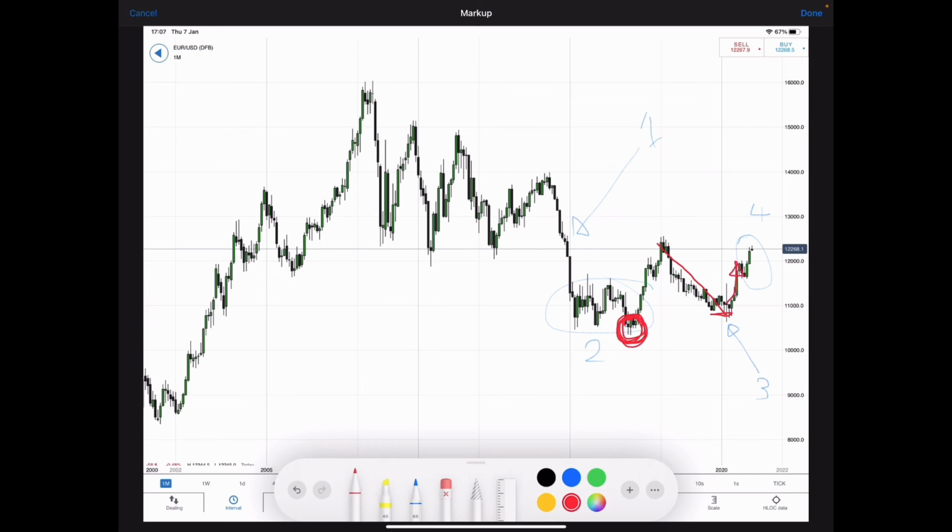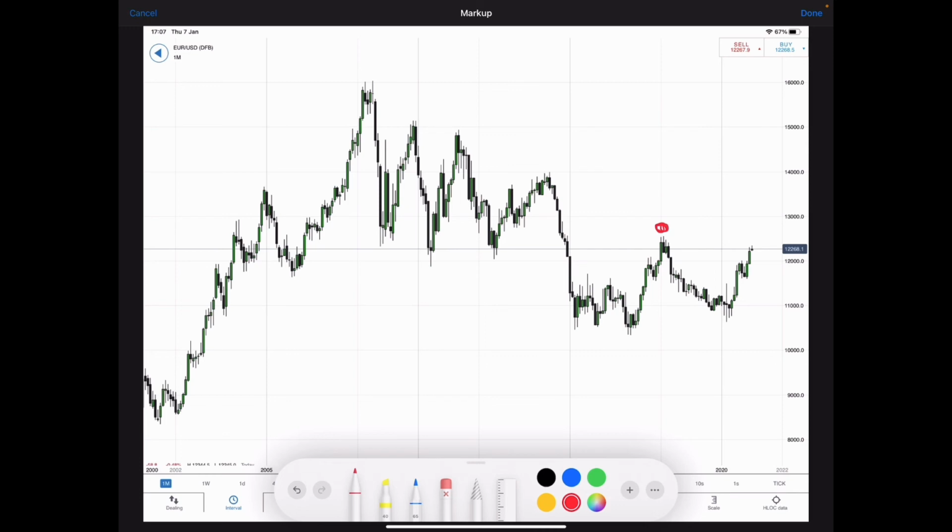That pullback for me is buyable any day of the week. And as far as I'm concerned, the absolute very first area that we are going to be going to is going to be here. Sorry, I can't draw crosses, guys. I do apologise. It's going to be this area here. Okay, that's the first area where I absolutely believe price is going to go to.